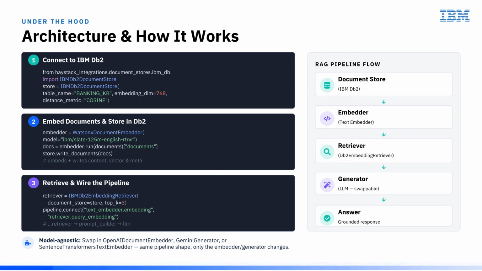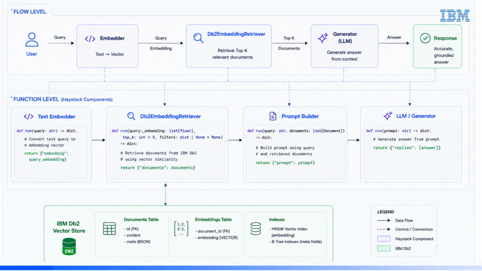When a user submits a query, the query is embedded in the same vector space. IBM Db2 Embedding Retriever performs the vector similarity search directly against the stored embeddings while applying any metadata filters. The retrieved documents, the top K documents, are then passed into the prompt builder and finally to the LLM, which generates a grounded answer. One important advantage of this design is that developers can freely replace the embedding model or the language model without changing the overall pipeline architecture. This diagram shows the complete end-to-end architecture of our integration, from user query to a grounded response.